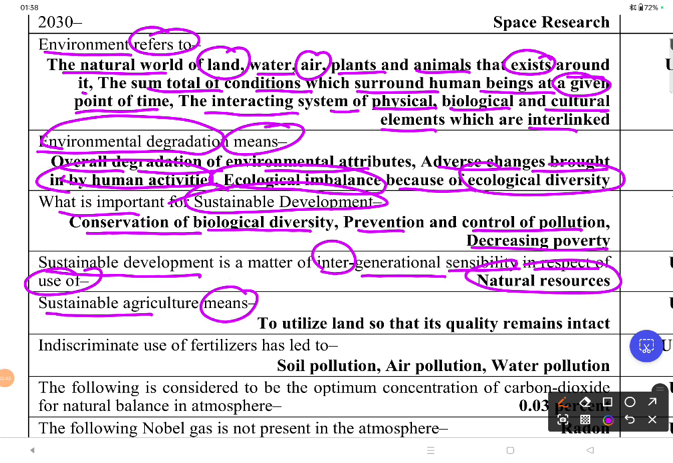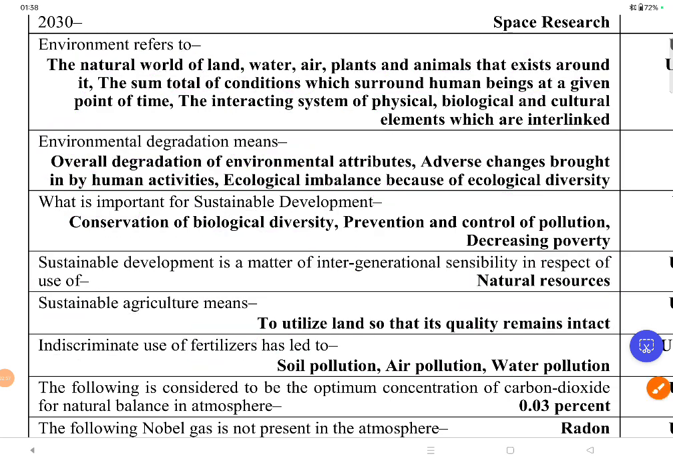Sustainable agriculture means to utilize land so that its quality remains intact. Indiscriminate use of fertilizers has led to soil pollution, air pollution, and water pollution.